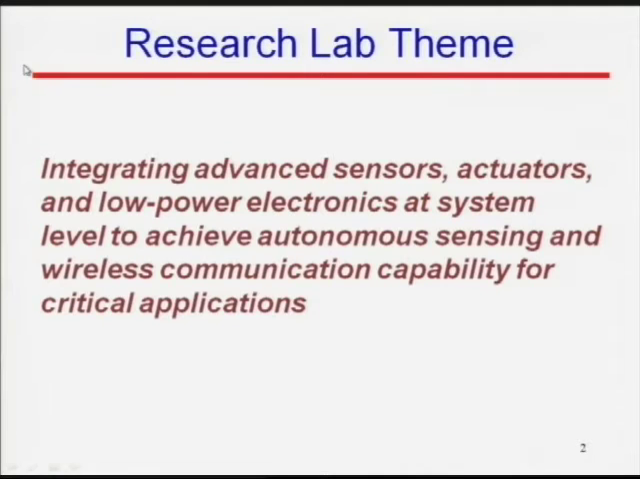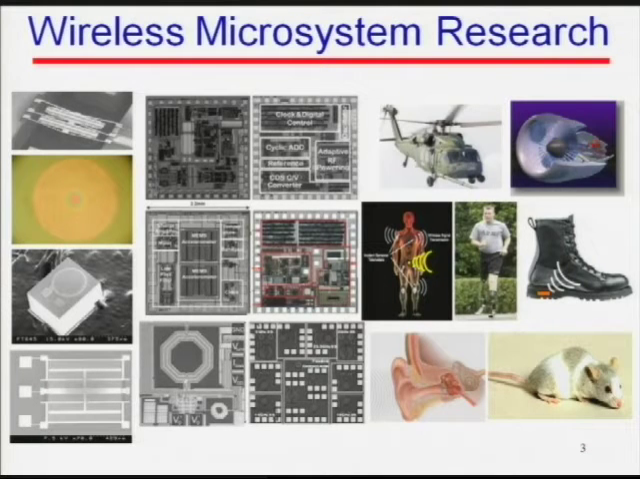Okay, so I'm going to start off by focusing on my research lab. My research lab is focused on integrating advanced sensors, actuators, and low power electronics at the system level to achieve autonomous sensing and wireless communication capability for a number of critical applications. What I mean by critical applications is where size, weight, power dissipation, and limited access are very important or critical system design constraints.